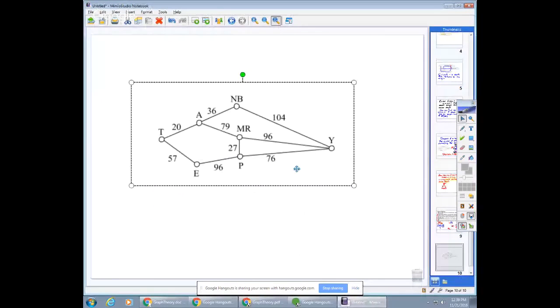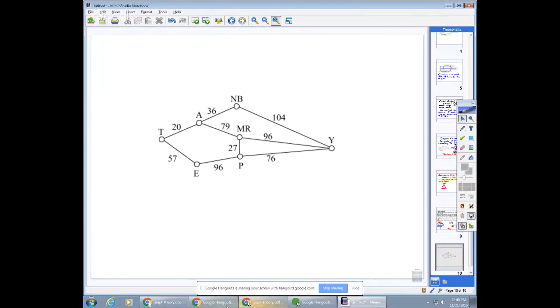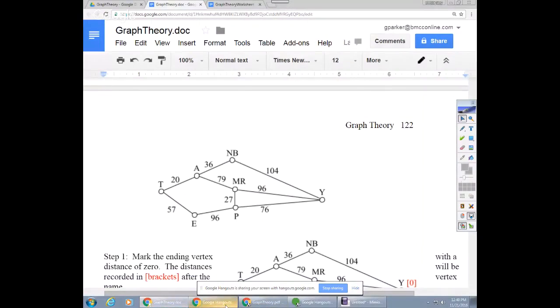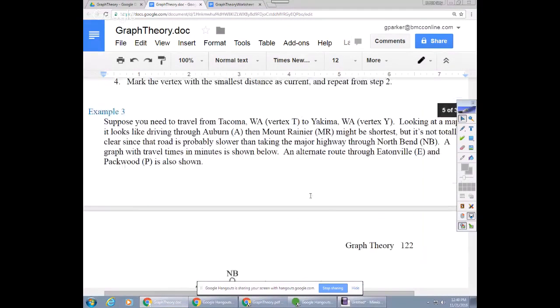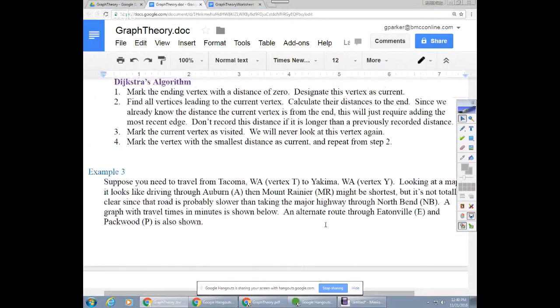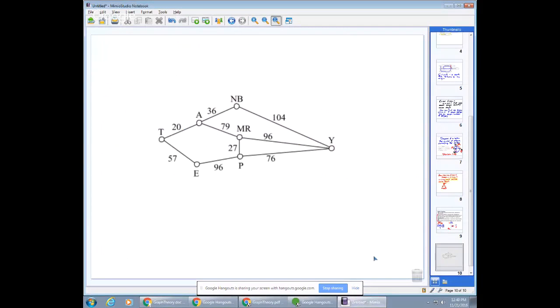Okay, so we're going to try Dijkstra's algorithm on this one. And so let's see, what were the instructions on this one? Okay, suppose we need to travel from Tacoma to Yakima. All right, so we want to use Dijkstra's algorithm for the shortest path. And we're going from Tacoma to Yakima.